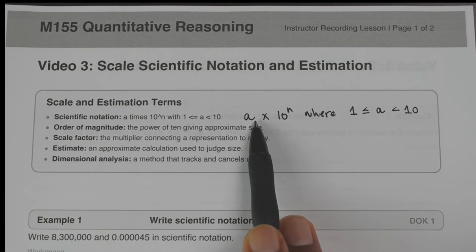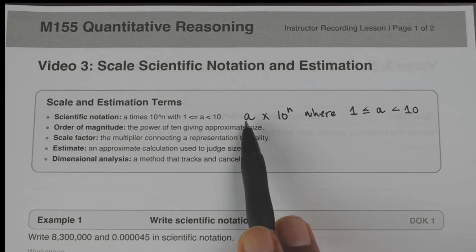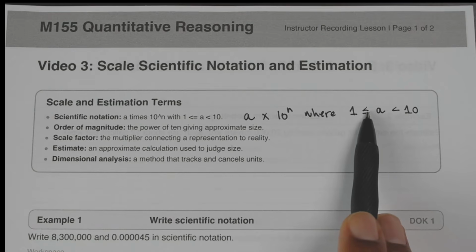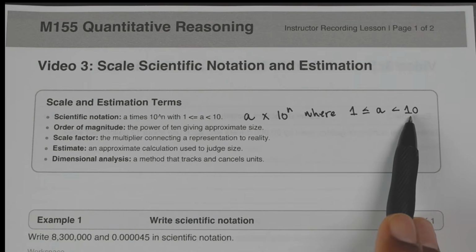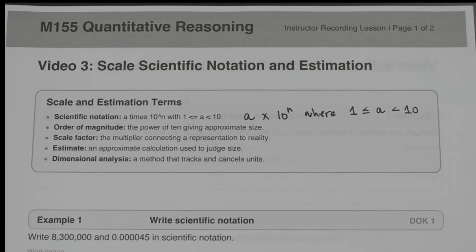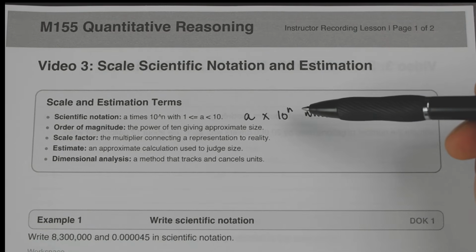So anytime you're in scientific notation, a must be equal to 1 or greater than 1, which is what this symbol means, and it must be less than 10, okay? It cannot be 10, it must be less than 10, okay? So a is the coefficient, n is the exponent in this scenario.